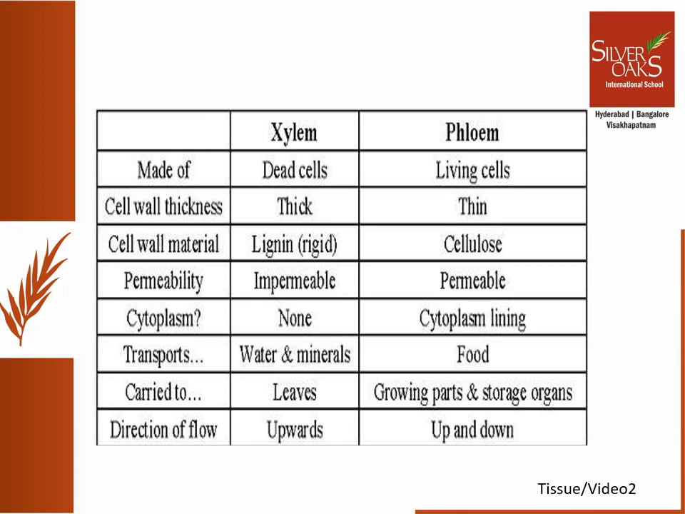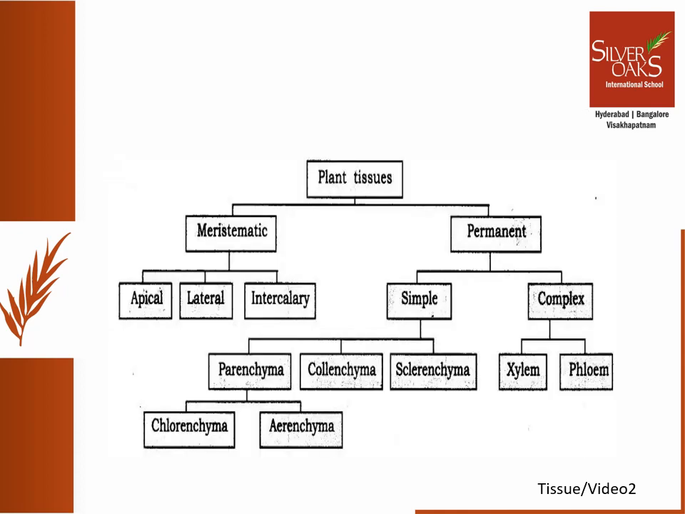Water is carried to leaves. Why? Because leaves are the site where the photosynthesis will take place, while the phloem carries food to the growing parts and the storage organs where the food will be stored for future use. As we already discussed, the xylem always moves water and minerals in the upward direction, only one direction, whereas the movement of food will happen in both directions, that is up as well as down.